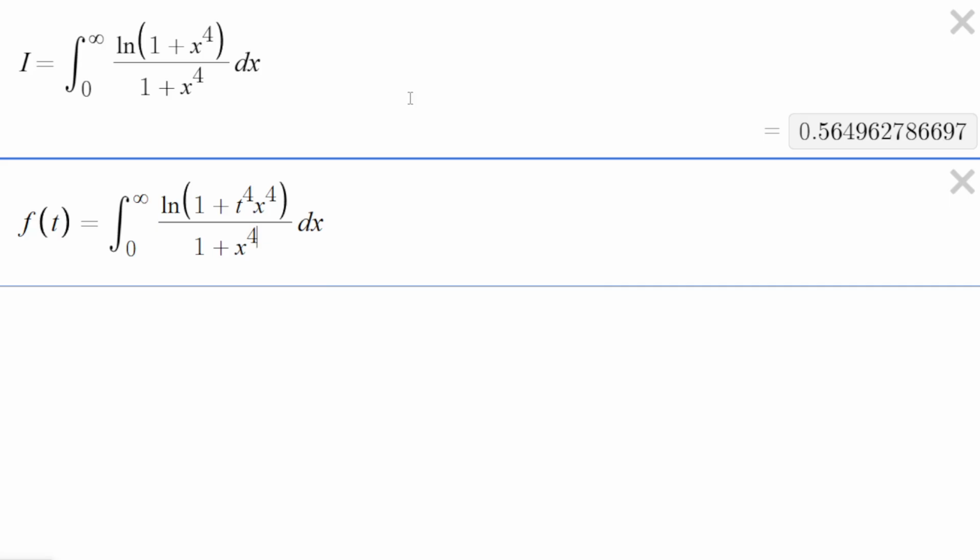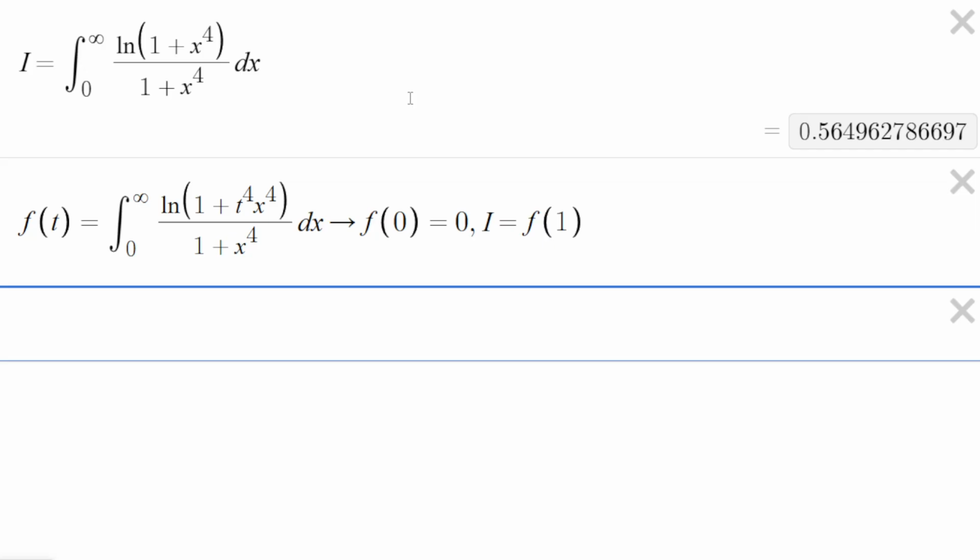Okay, so we'll notice from here that this implies that f at 0, if we plugged in 0 to this, we'd get natural log 1 on top. That would give us 0. And to recover our original integral, we need f at 1, because of course 1 to the fourth is 1, and that would recover our original constant in front of our x to the fourth term inside the natural log. All right, great. So we've set up our function of t expressed as an integral and provided some boundary conditions on it.